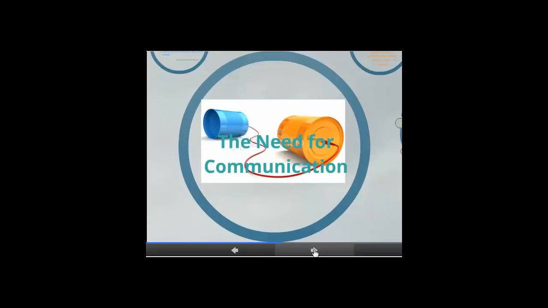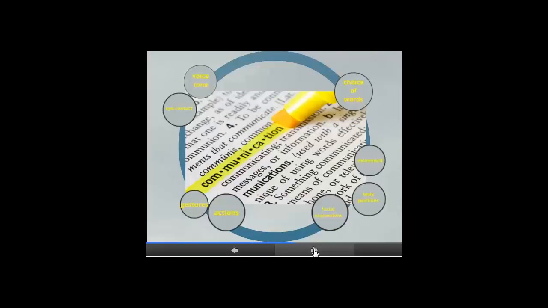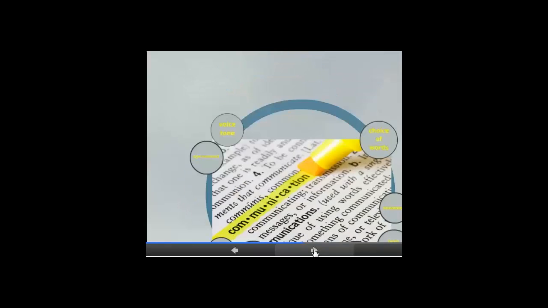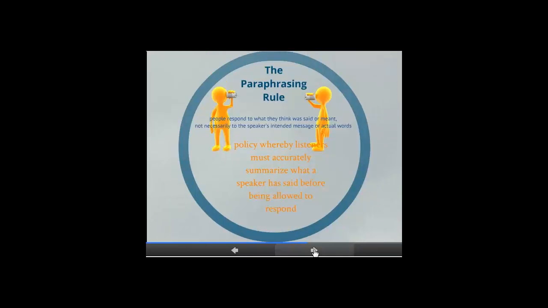Effective communication skills are important when striving to create positive learning environments. In all interactions, a message is sent and a message is received. Actions, movements, voice tone, facial expressions, body positions, gestures, choice of words, and eye contact all send messages to our students. The first principle of communication is that people respond to what they think was said or meant, not necessarily to the speaker's intended message or actual words. A basic solution may be to implement the paraphrase rule, whereby listeners must accurately summarize what a speaker has said before being allowed to respond.